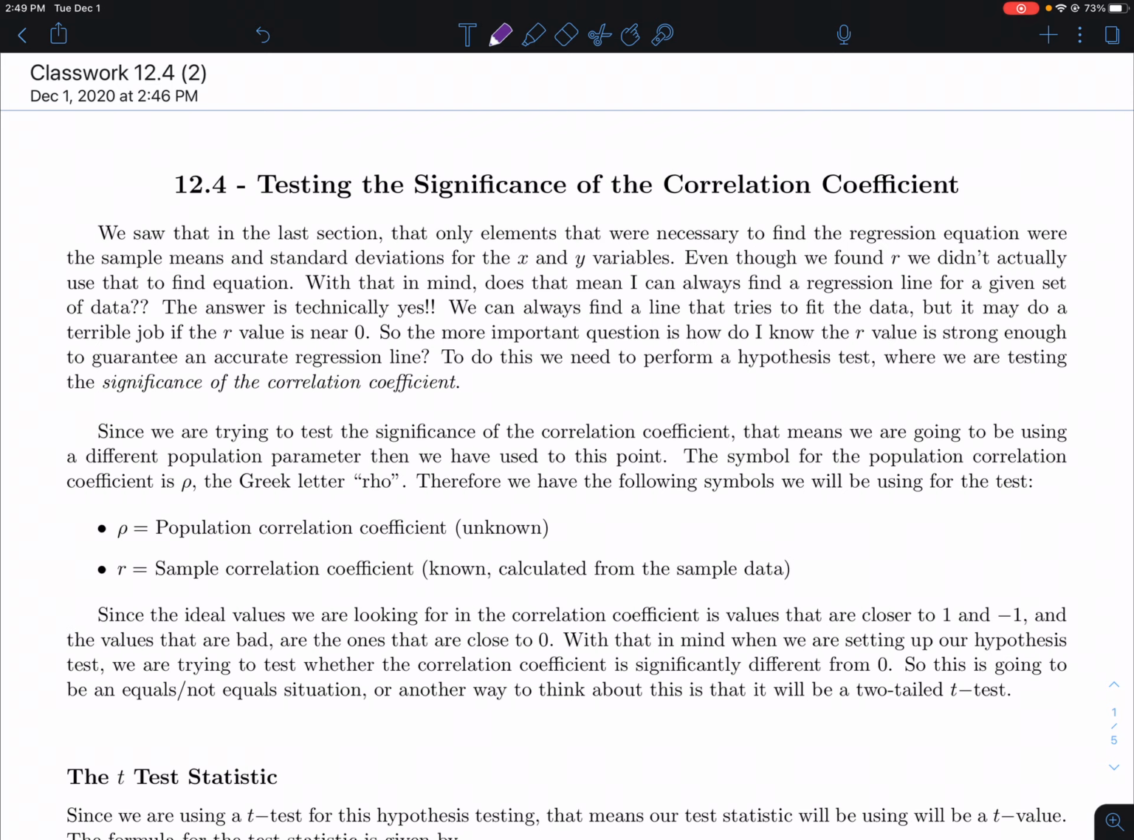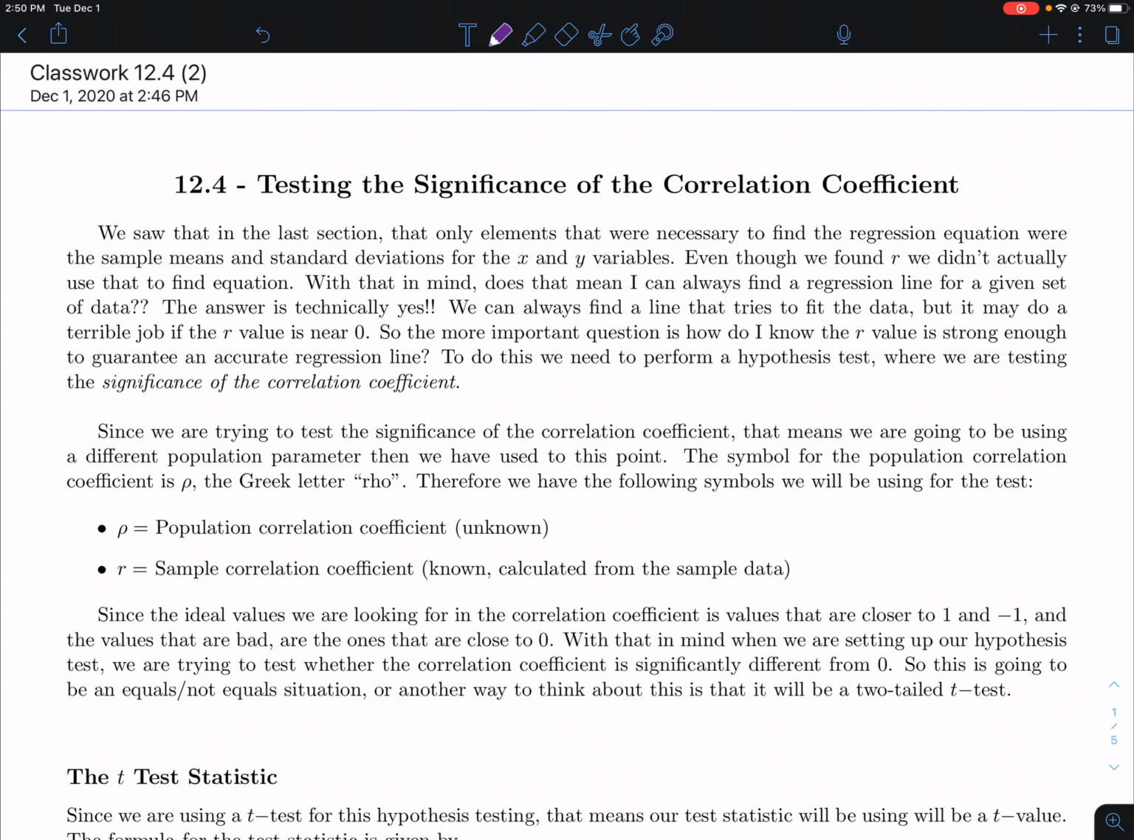So, today what we want to talk about is actually testing the significance of our regression equation. The one downside is the way we are going about this. We find the regression equation, but we don't necessarily know whether it's a good regression equation or not. Given any set of data, we can always find a linear equation to try and model that data. But whether it's actually going to be any good or not is a different question.